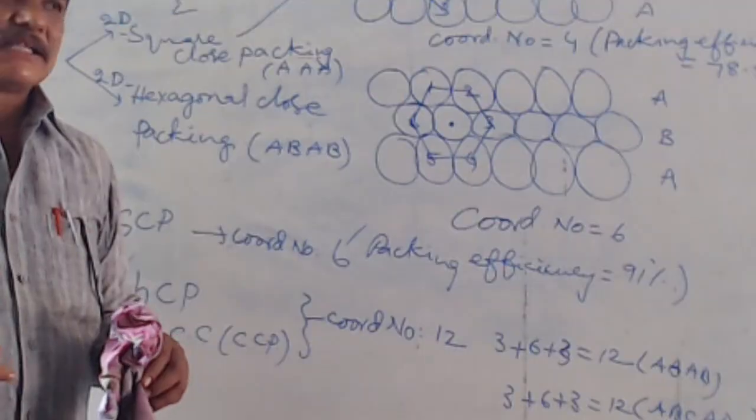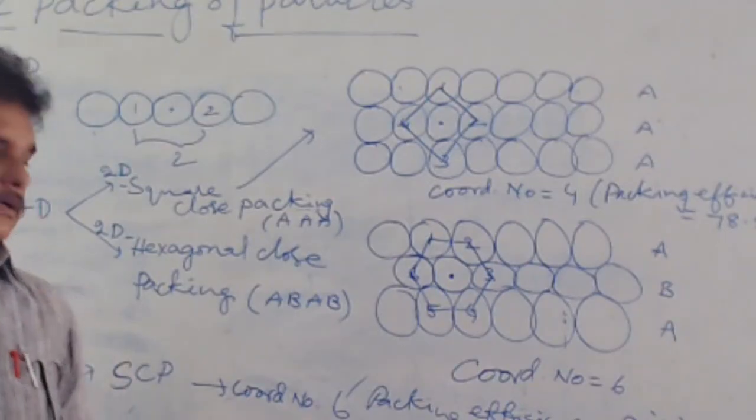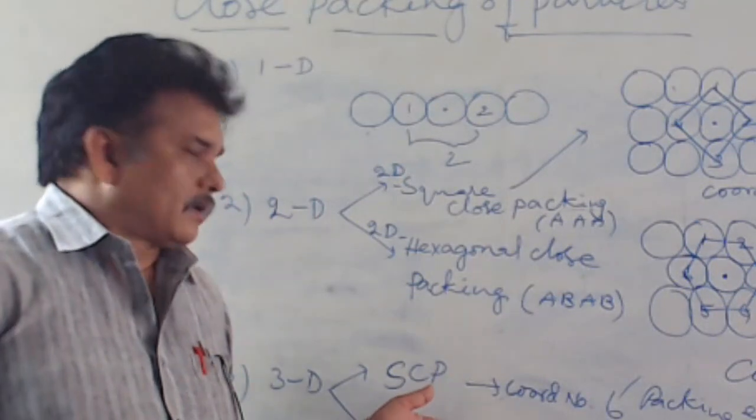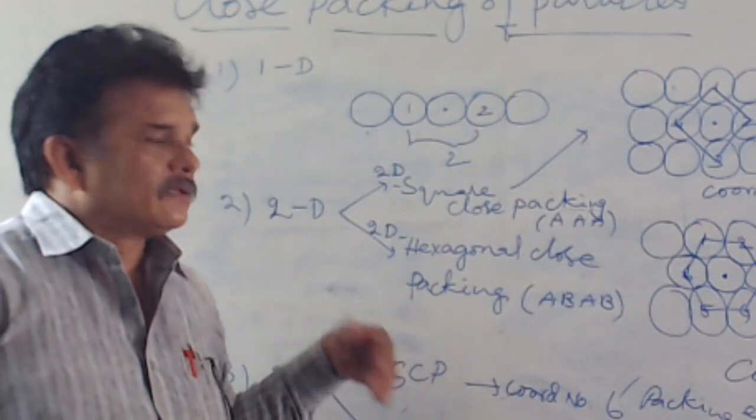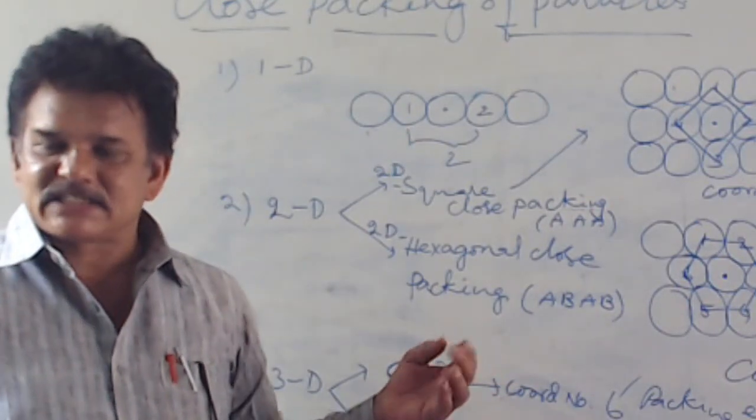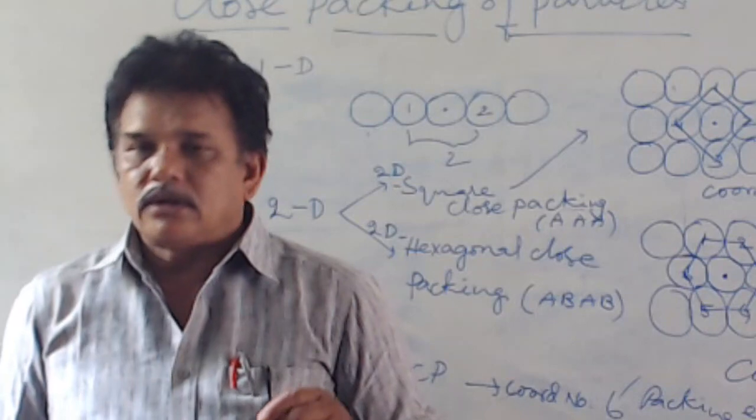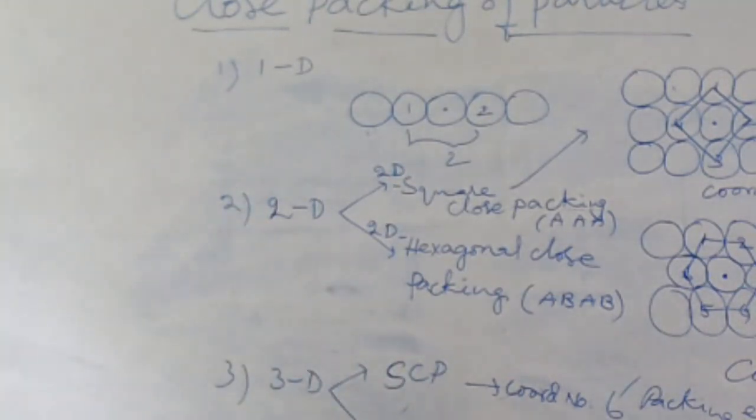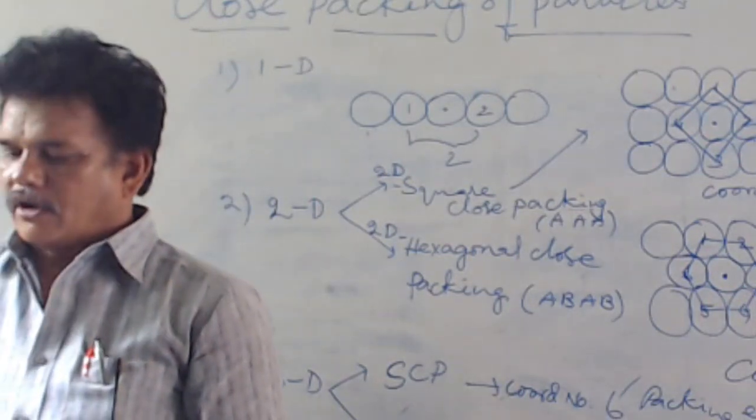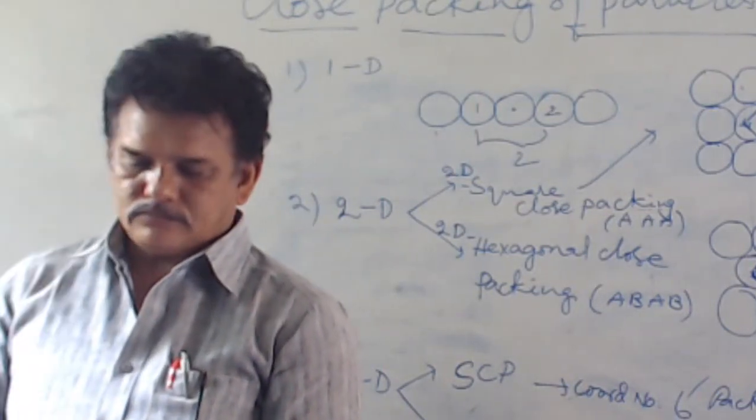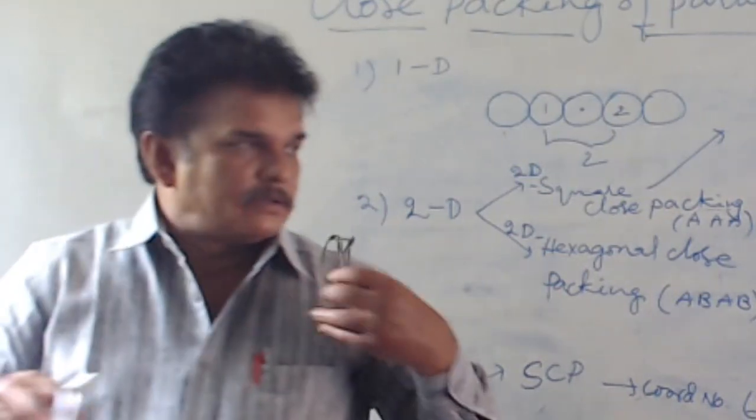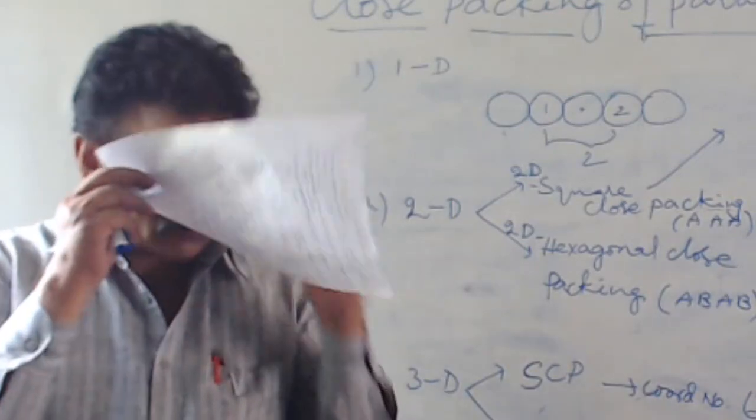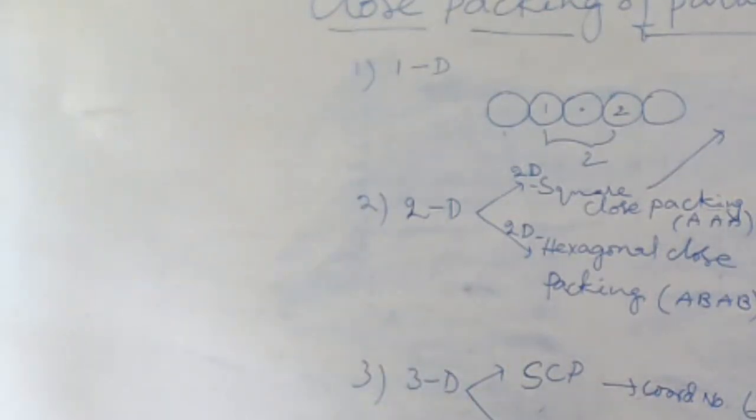We will discuss how to calculate packing fraction or packing efficiency in the next class. We will discuss two problems which are given in the textbook now. That is based on tetrahedral voids and octahedral voids. So a problem is given like this.